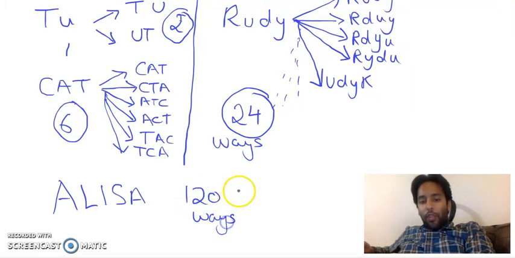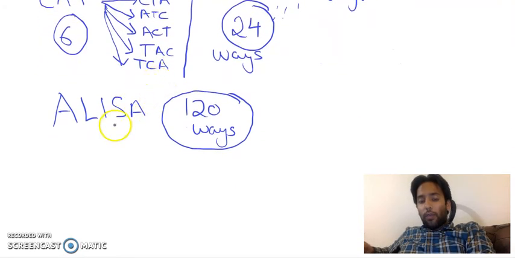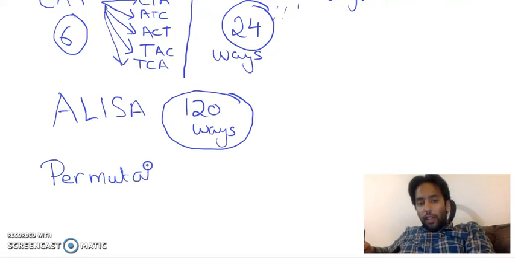But I'm sure that you guys don't have the time to write down every combination or every arrangement in which these letters can be arranged. So there must be an easier way to do these kind of problems. And the easier way is called permutations. Permutations are just another word for arrangement.